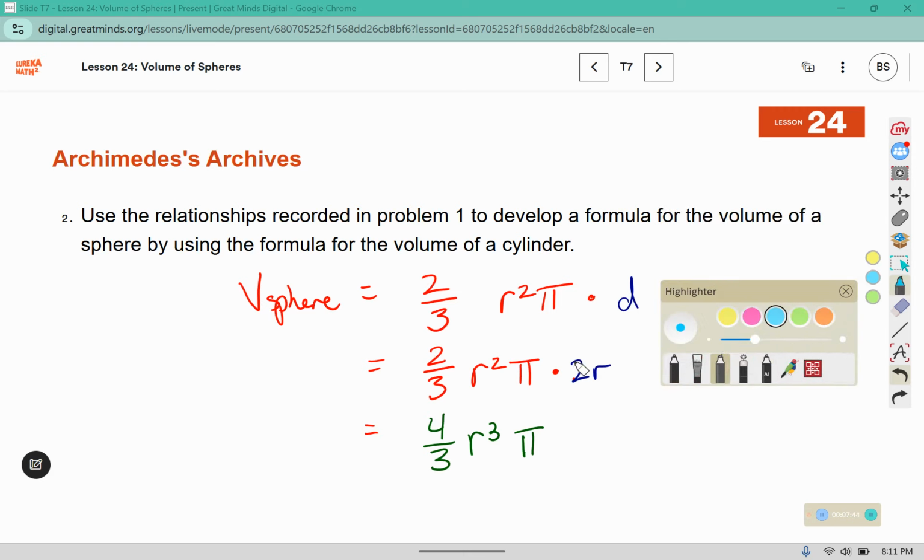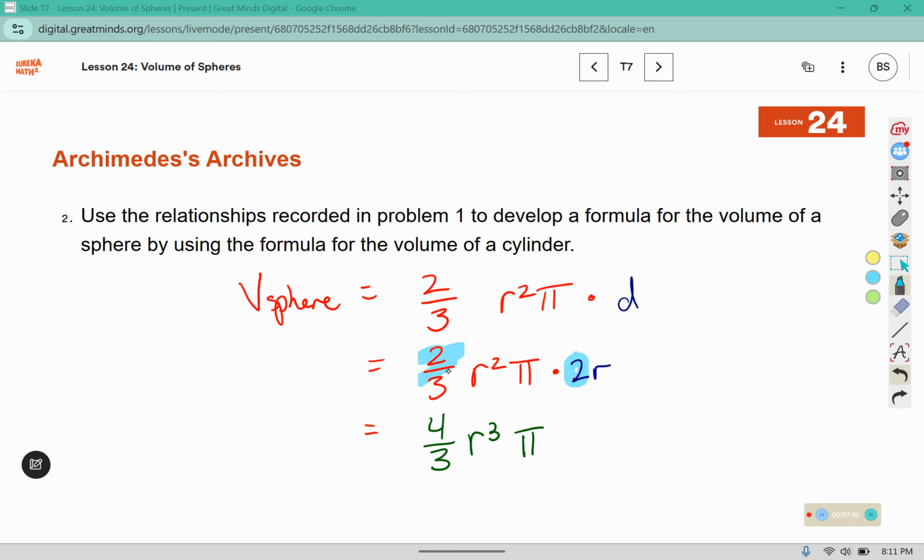So these things get combined, and then these pieces get combined for a simplified formula that says 4/3 radius cubed times pi. And that is the formula for finding the volume of a sphere.